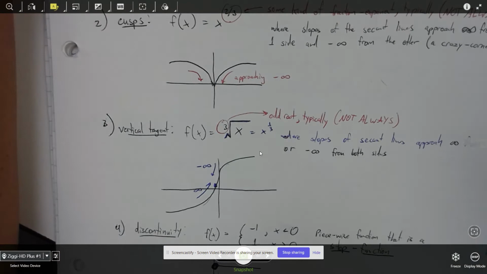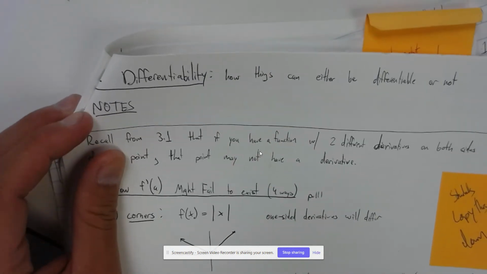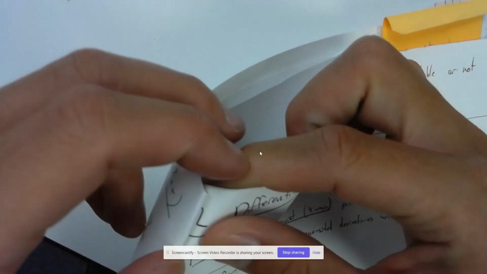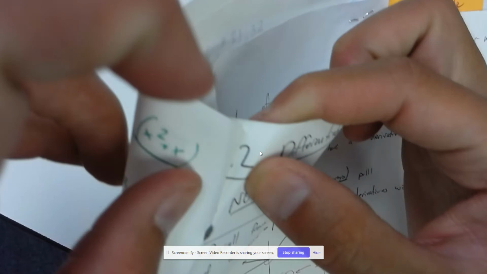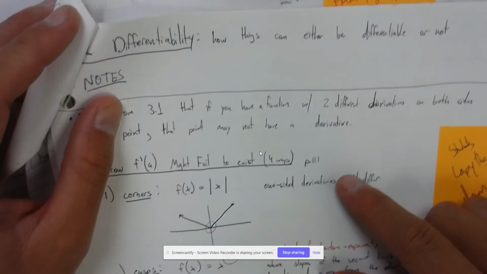I just want to go over some notes for 3.2. I know it's kind of hard to see. This is like a packet of notes. This is 3.2, differentiability. And I want you to copy these notes down.